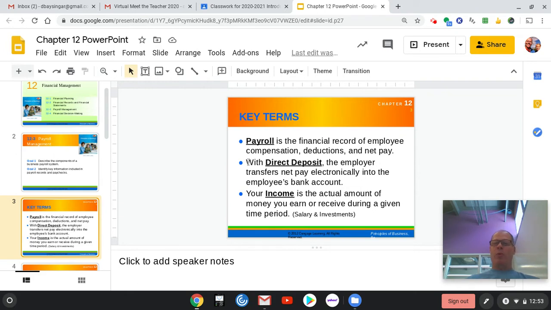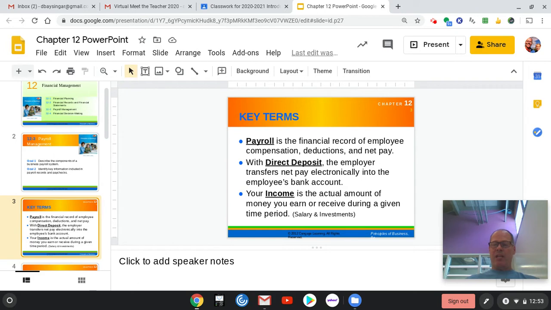Most of the time anymore, even like my kids worked at Walmart and Menards this summer, and they set up direct deposit immediately. So direct deposit is usually you give them a checking account that you have, and instead of them giving you a paycheck, they will automatically send the money into your checking account, and you don't even necessarily get any paper at all anymore.